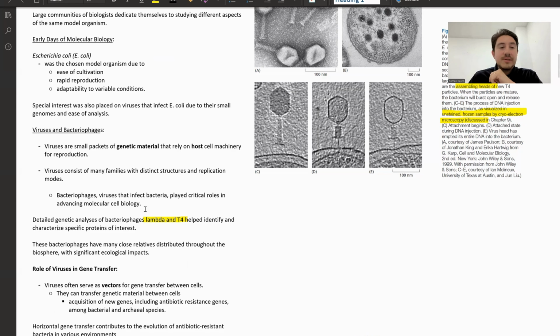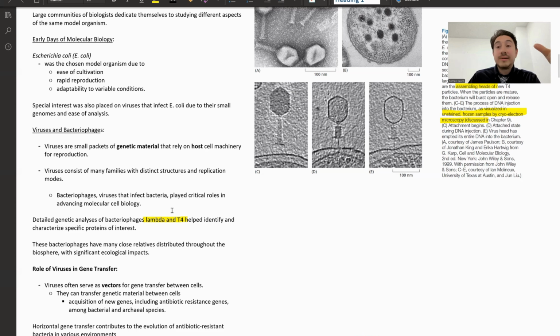Of course, we all know that those particular viruses that infect bacteria are called bacteriophages. We all are familiar with viruses. They're small packets of genetic material. They do rely on host machinery to reproduce, or replicate, I want to say. Moreover, viruses consist of many families with distinct structures and replication modes. We're going to see these in the later chapters. Bacteriophages are viruses that infect bacteria, and they play critical roles in advancing molecular biology.